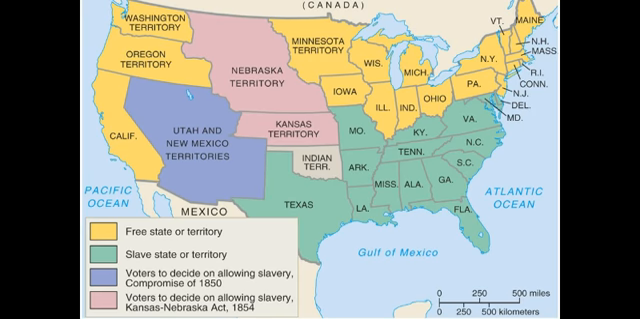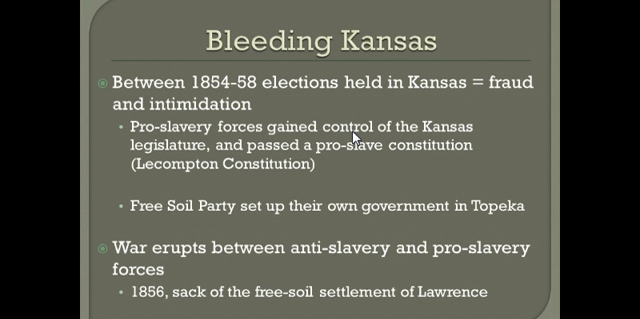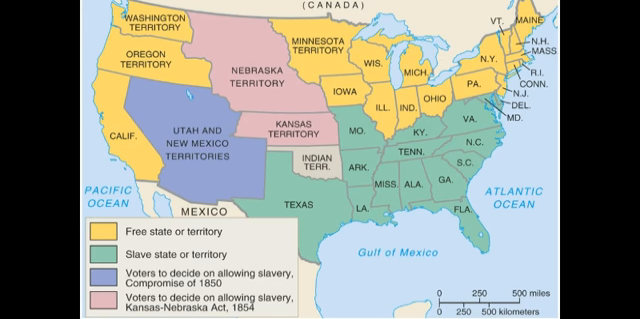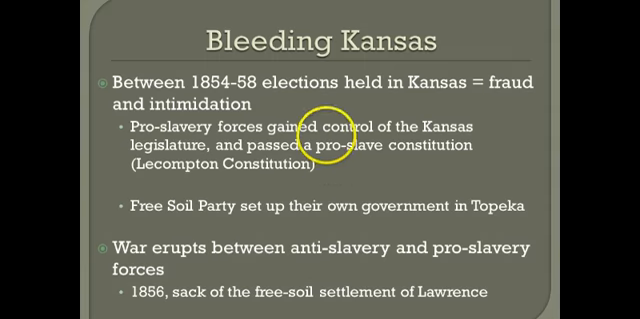See, Kansas, let's go back to the map, borders Missouri. Okay, and there were these people called the Missouri Border Ruffians, and these were pro-slave people. Well, they basically invaded Kansas, okay? They popped right over the border, claimed they were residents, and voted in the elections in an attempt to force Kansas to go slave. So pro-slavery forces did gain control of the Kansas legislature.